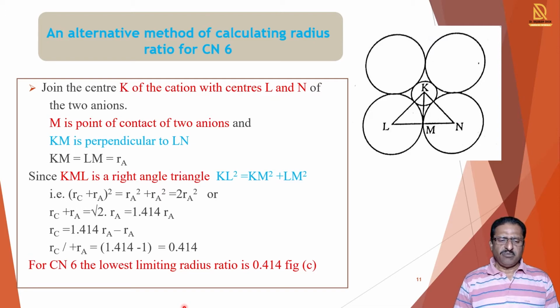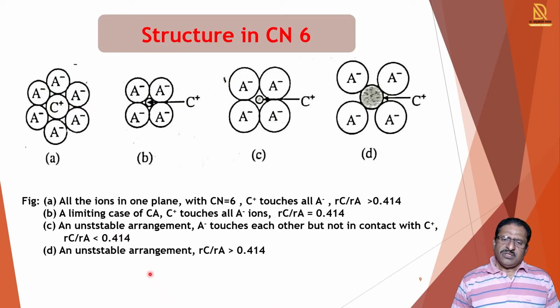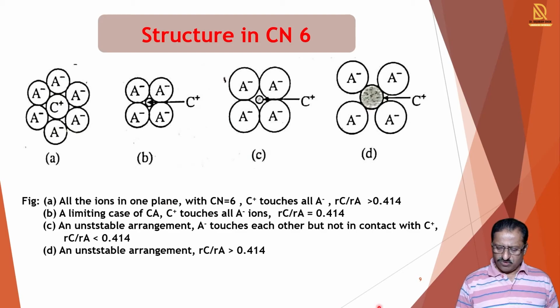So for coordination number 6, the lowest limiting ratio is 0.414. And if we see these structures, in the C structure the radius ratio is less than 0.414. In the D case, the radius ratio is greater than 0.414. In the B case, the radius ratio is equal to 0.414. So this B case is the stable state, and C and D states are not stable states.